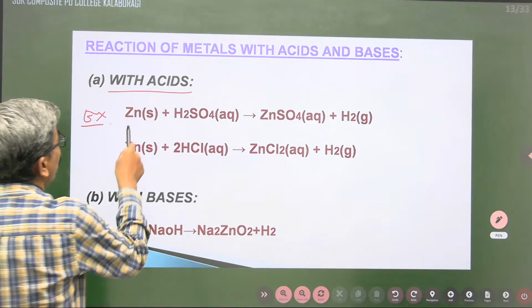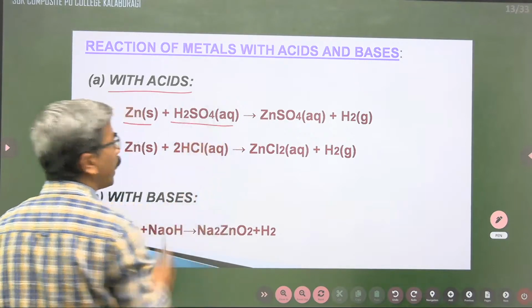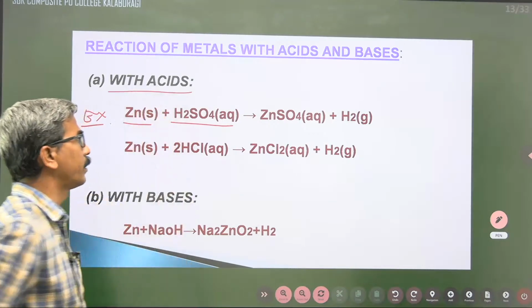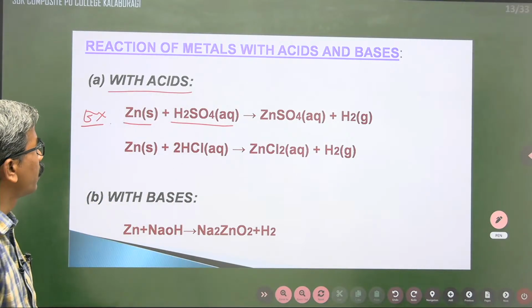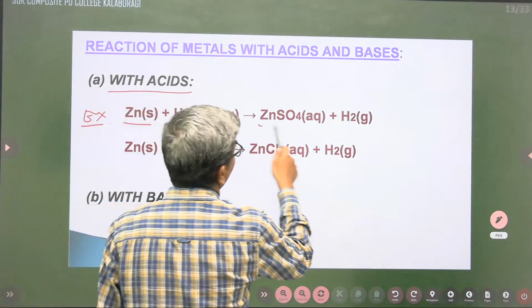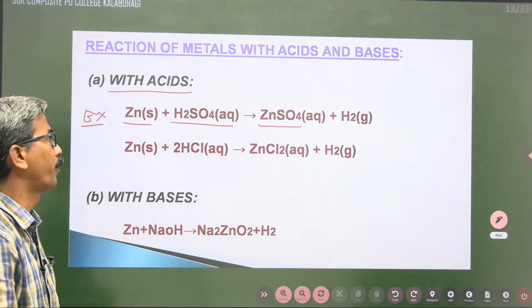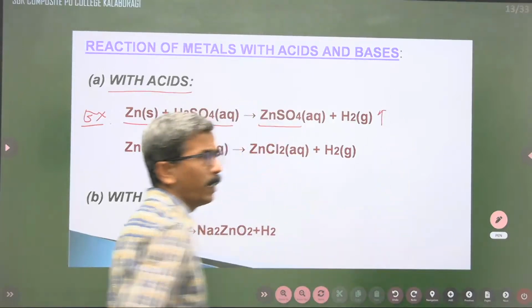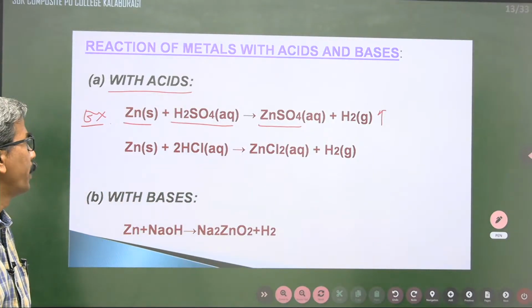When zinc metal is made to react with dilute sulfuric acid, then what will happen? It will form zinc sulfate, and hydrogen gas will be liberated.